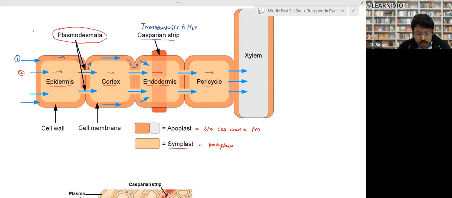For entering into the symplast, water has to cross the plasma membrane. Let's stop. Is it clear?